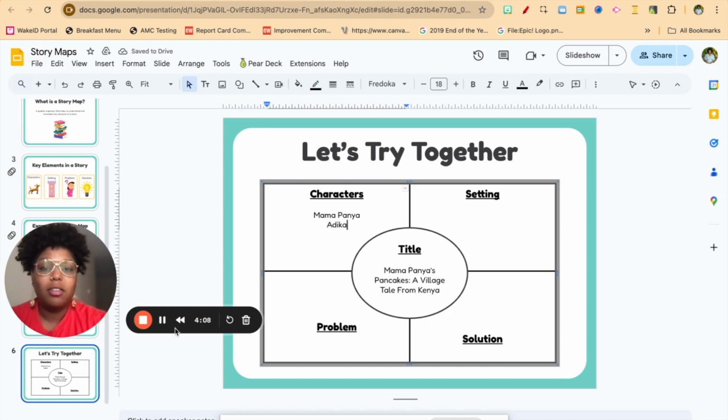Let's move on to the setting. The setting is where our story takes place. The setting in a story can be multiple places, and we can include them all in this box. For our story of Mama Panya, the setting is in a small village in Kenya, the market which they visit to get their ingredients for their pancakes, and Mama Panya's house where they make the pancakes. So let's add those now.